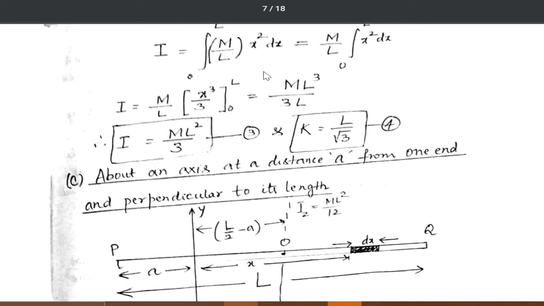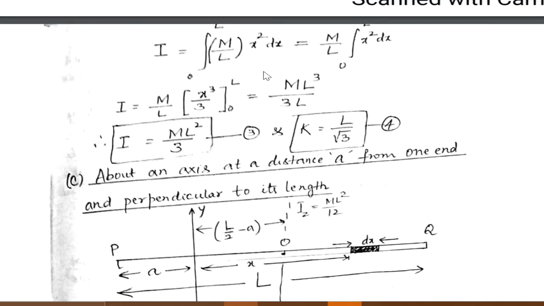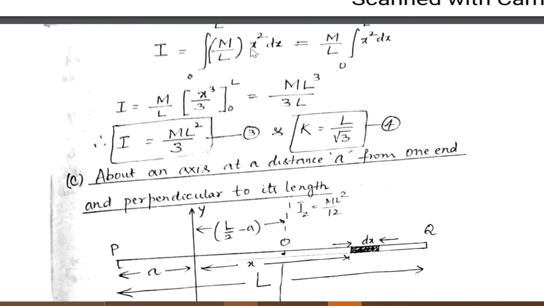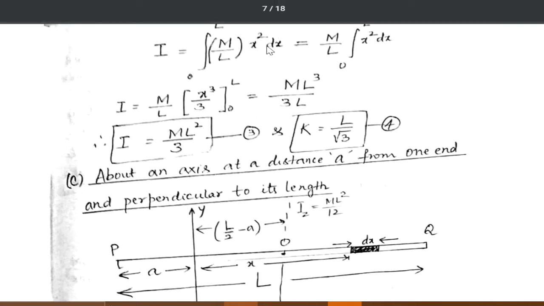So here we are not applying the parallel axis theorem. Even by applying the parallel axis theorem, it can be derived. But straight away, you know that m by L gives you mass per unit length, into x square is a moment, into dx is a mass into x square. So this is the moment of inertia of the elemental portion, and integrate this between the limits 0 to L. So take out m by L as constant into integral x square into dx between the limits 0 and L.